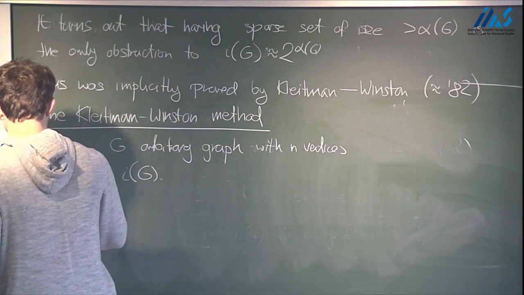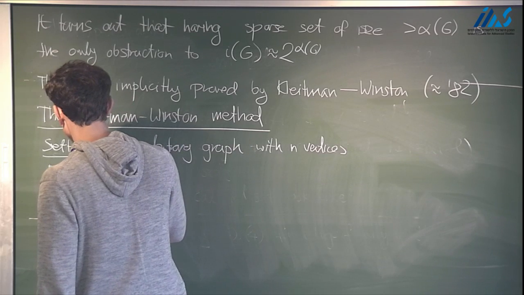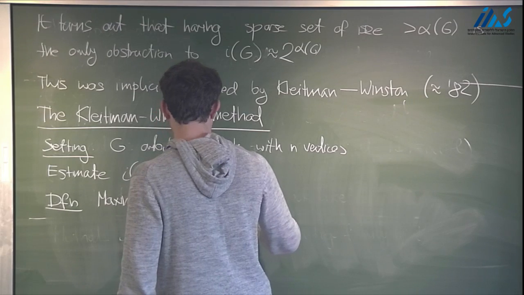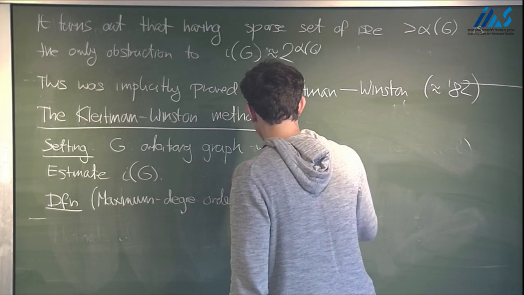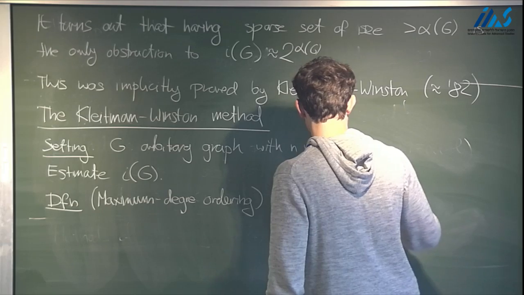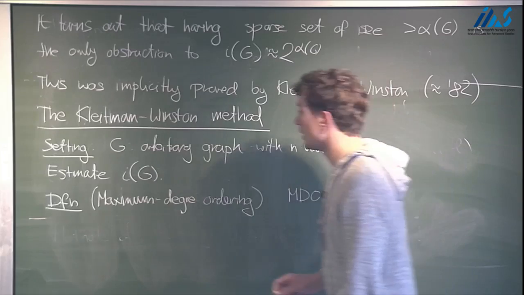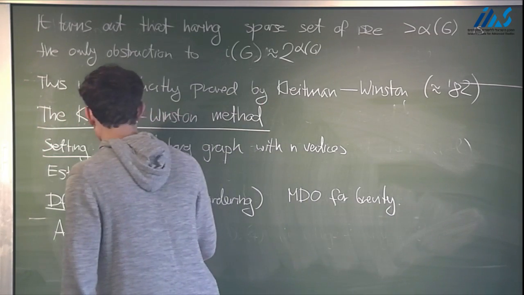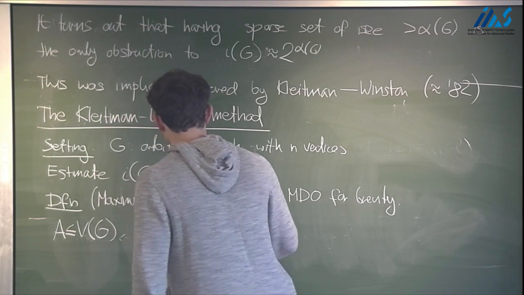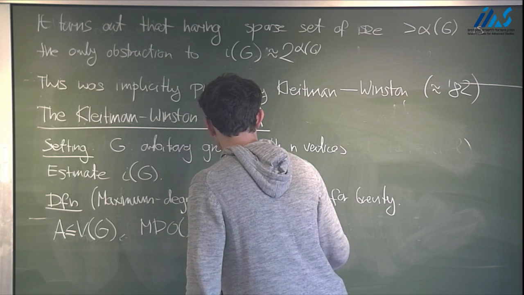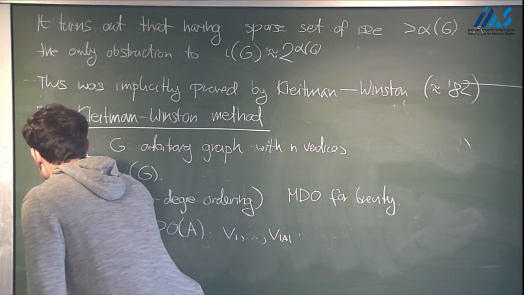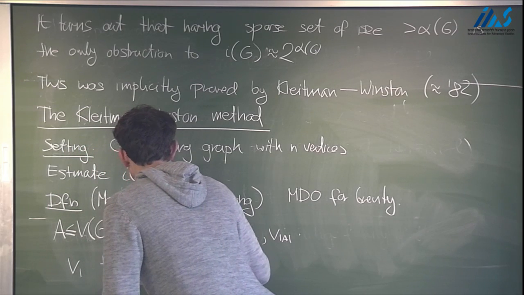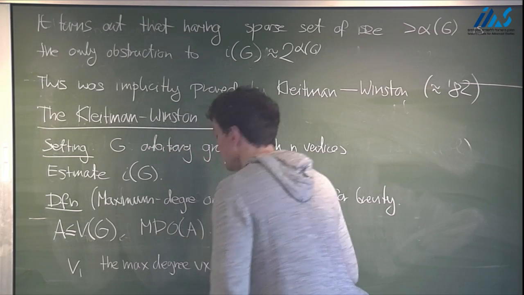There will be one definition that will be useful for us, and this is that of a maximum degree ordering, maybe let's call it MDO for brevity. The definition is as follows. We take any subset A of the vertices of G, and we define the maximum degree ordering of A to be a sequence v_1 up to v_|A|, defined as follows. First of all, v_1 is the maximum degree vertex in the subgraph of G induced by A.